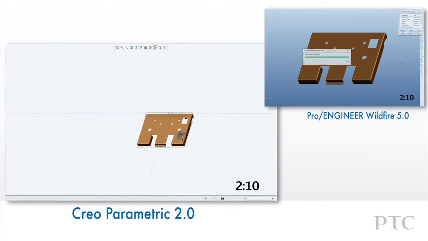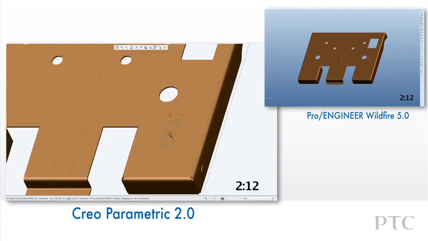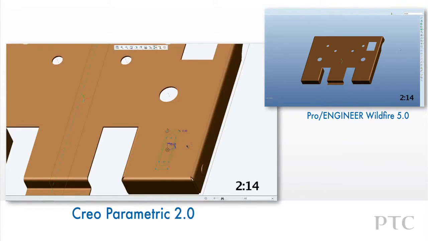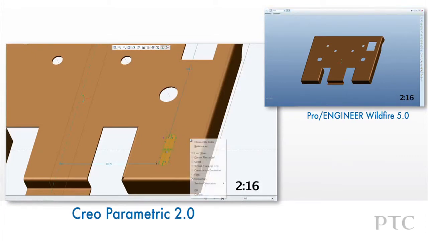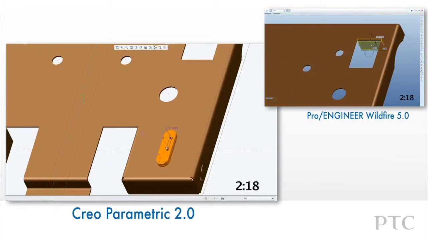In Pro Engineer Wildfire 5, we would have had to create a separate form part to accomplish this, or a quilt with the draft geometry already built in prior to creating the form feature.